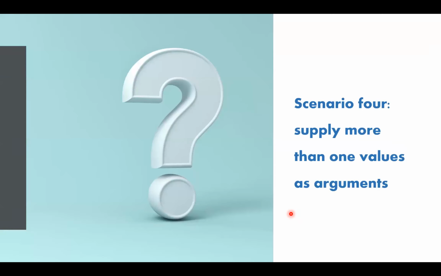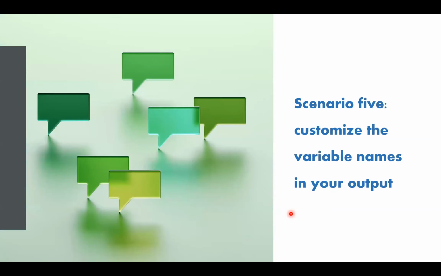By the time we get to scenario four, sometimes you might want to supply more than one value to your function, such that you might not be able to tell from the start whether it is going to take one or two or three values. So we will now expand our function, the same one we've been writing, such that it's able to accept multiple values at a time. And the last scenario we're going to try and create is such that you're able to customize what the names of the variables in your outputs will be.